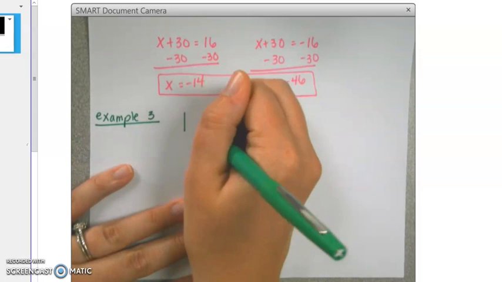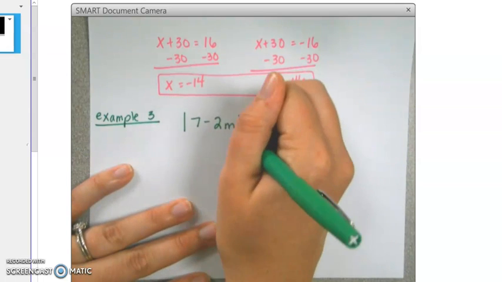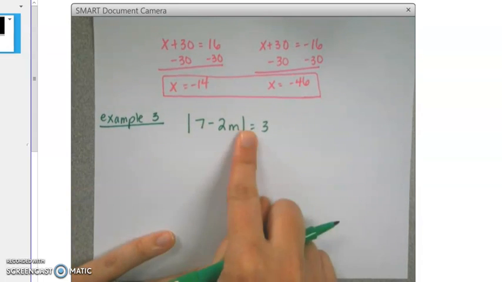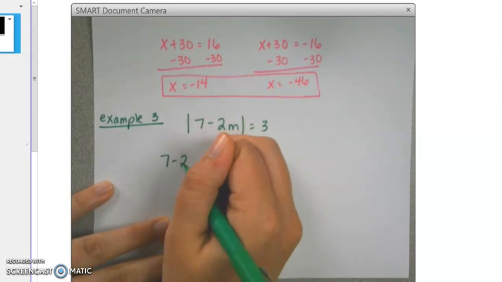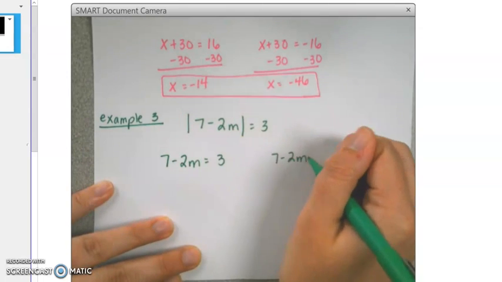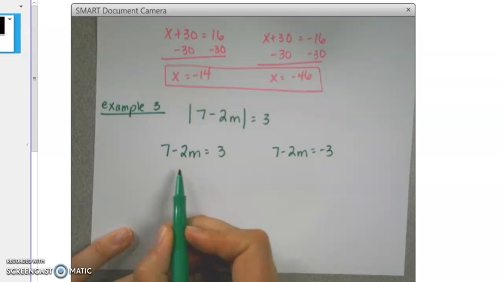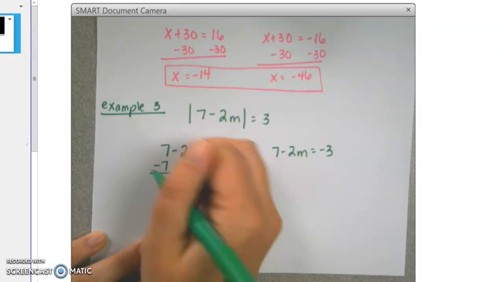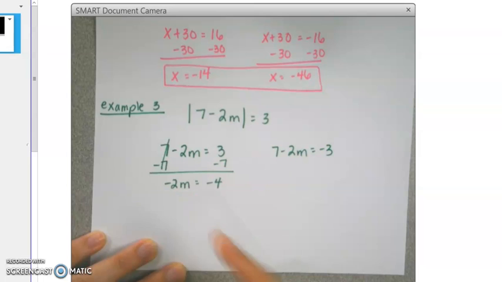So we'll have the absolute value of 7 minus 2m equals 3. So just like the others, I'm going to write one equation exactly like this without the absolute value. And then I'm going to write it again where the 3 is negative. All right, for this one, my goal is to get m by itself, so I'm going to subtract 7 from both sides. And then divide by negative 2.